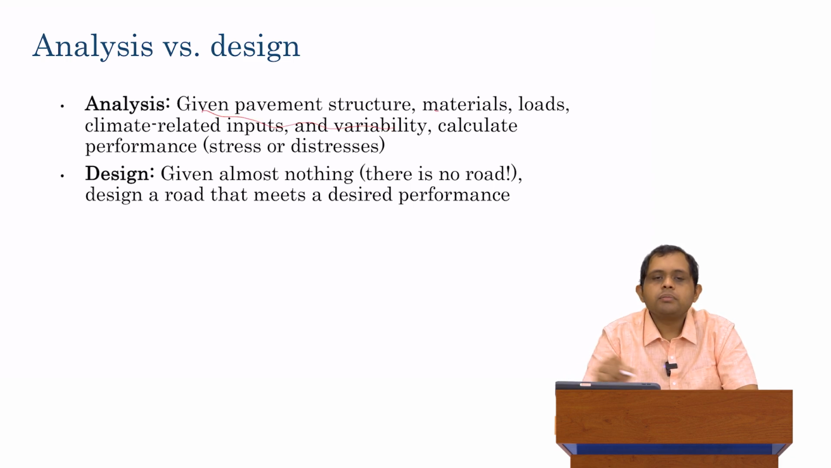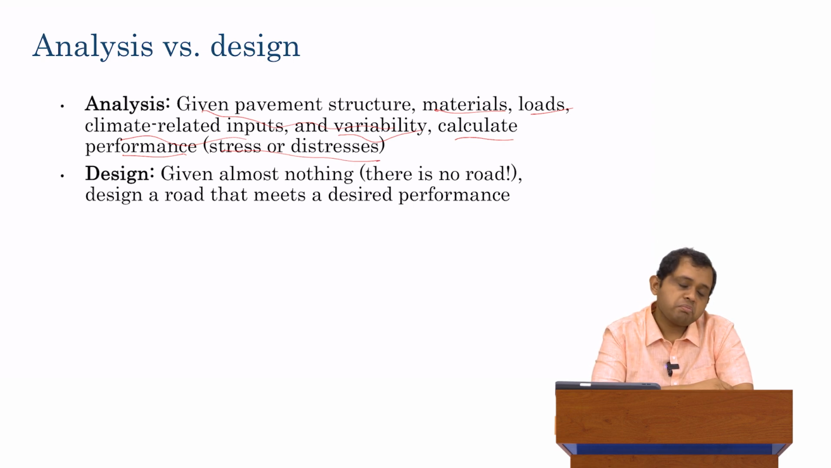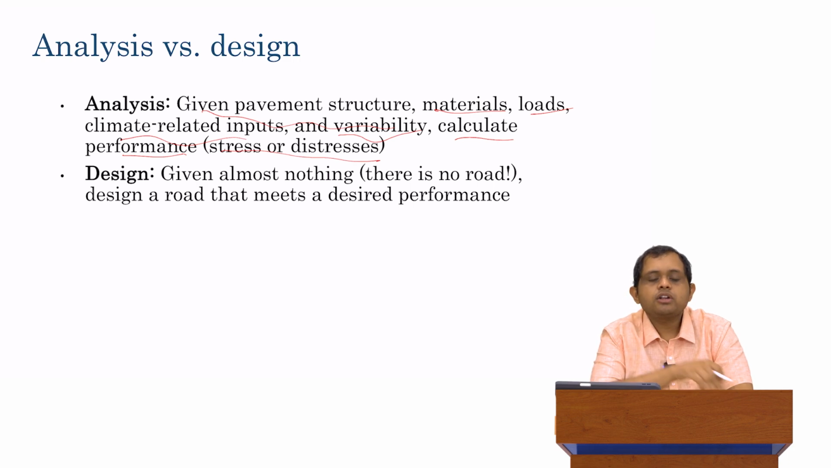You're given the materials, the properties of the materials. You're given the loads. You're given your climate-related inputs. You're given some information about variability. You are asked to calculate performance. Performance basically means stress or distress. So you're given a lot of inputs. You're asked to do some simple or some complicated analysis to come out and calculate performance.